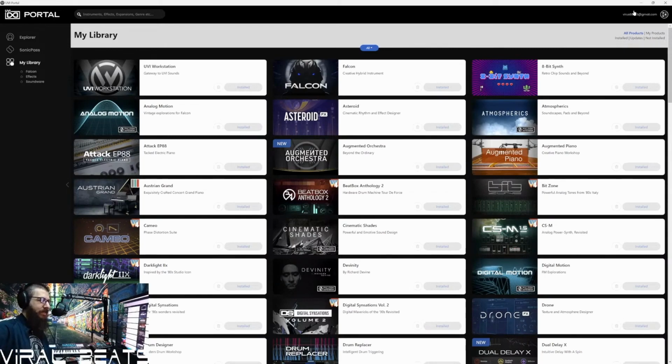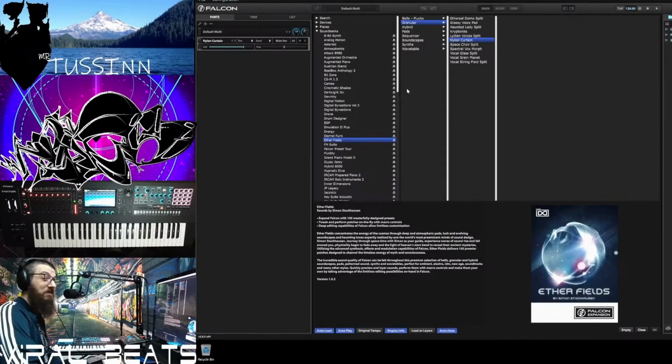648 gigs, and that's just some of these, because that's not including Falcon. This is an obnoxious playground to be in. We're going to be exploring this for a long time.